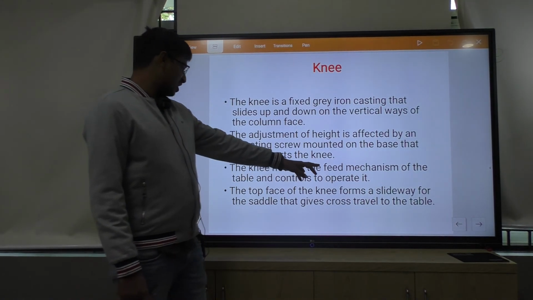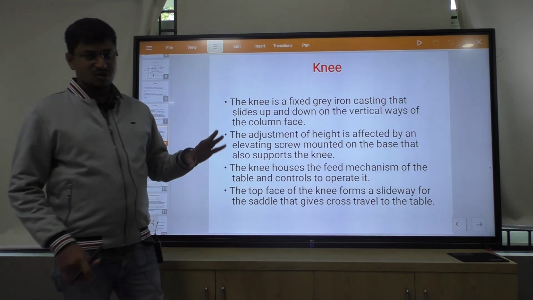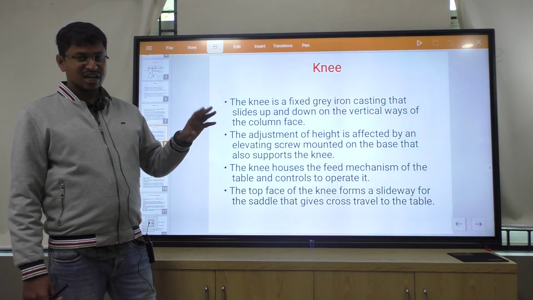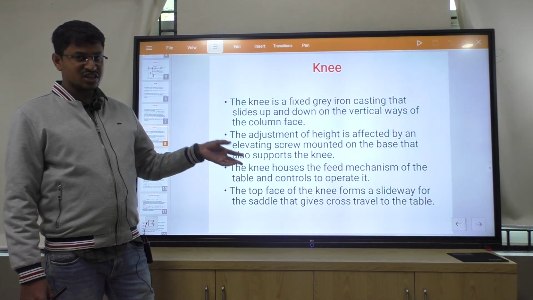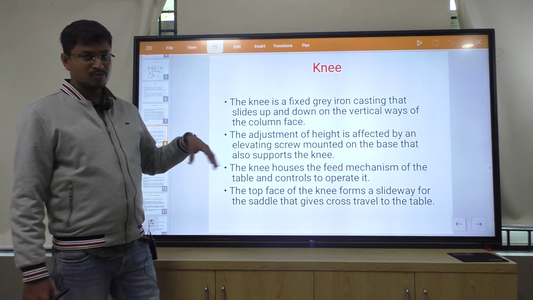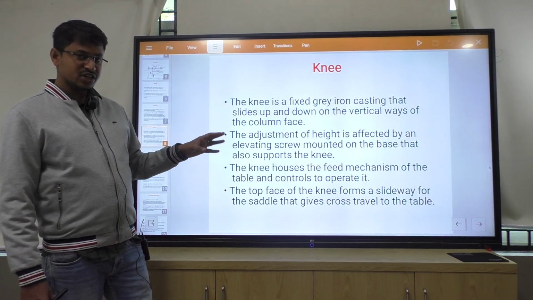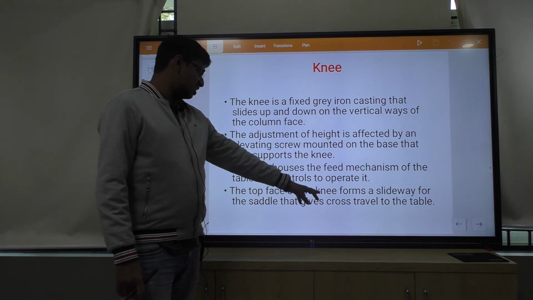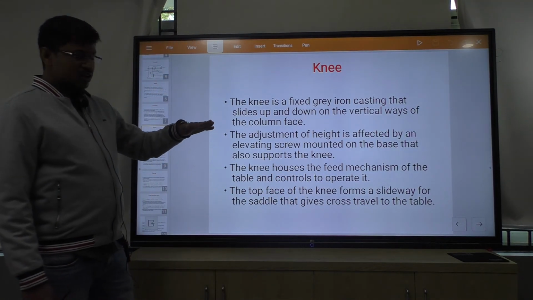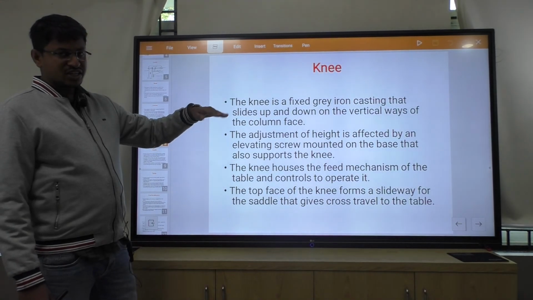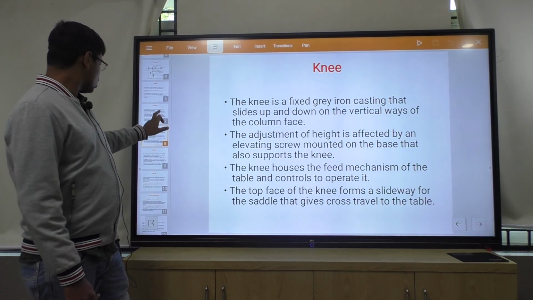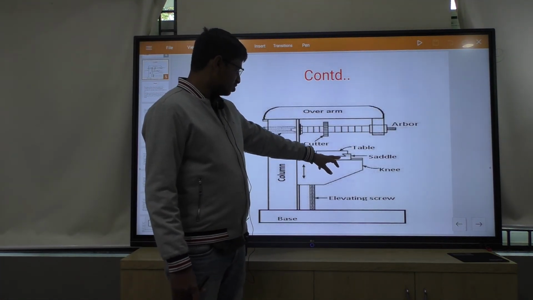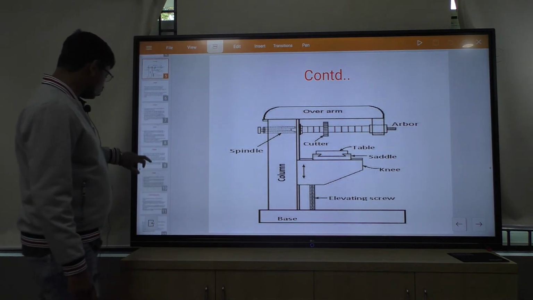The knee houses the feed mechanism of the table. The feed mechanism of the table means the table can have longitudinal or cross motions. These mechanisms are arranged in the knee, meaning all the supporting arrangements for moving the table are placed on the knee. The top face of the knee forms a slide way for the saddle that gives cross travel to the table. The upper part of the knee bears the saddle. Then we will move to the overhanging arm.